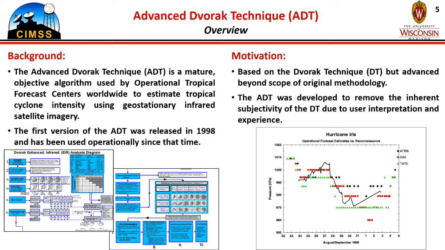The reason we did the ADT was to try to remove some of the inherent subjectivity of the Dvorak technique. On the graph on the bottom right, you can see an intensity analysis for Hurricane Iris in 1995. The best track is in black, and you can see various intensity estimates provided by the Dvorak technique, shown by the various symbols. In certain situations there is a variation of up to about 30 hectopascals in some regions of the storm. This type of subjectivity is what we were trying to eliminate with the development of the ADT.